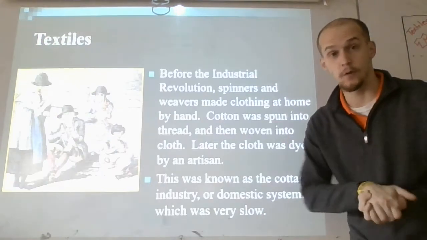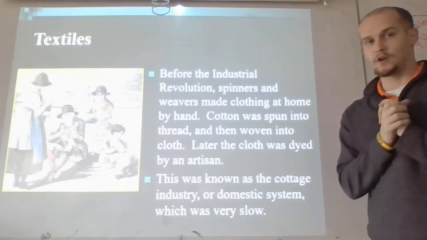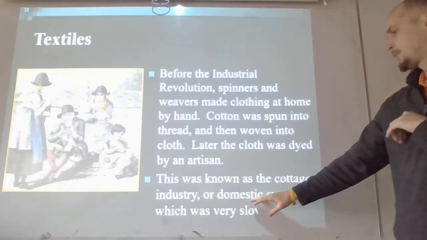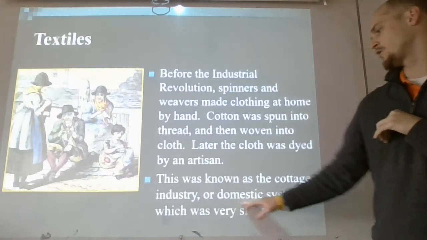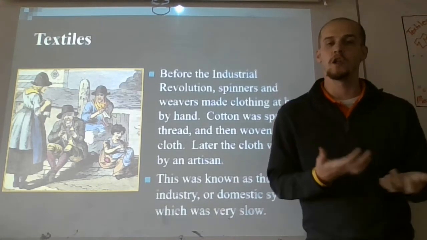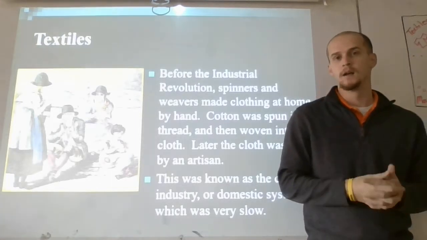You could argue that in 2020, during this pandemic, maybe we're all, or a lot of people are involved in a cottage industry of some sort, working from home. But this is known as the cottage industry or the domestic system. It is a very, very slow process, not at the fault of the people doing the work.